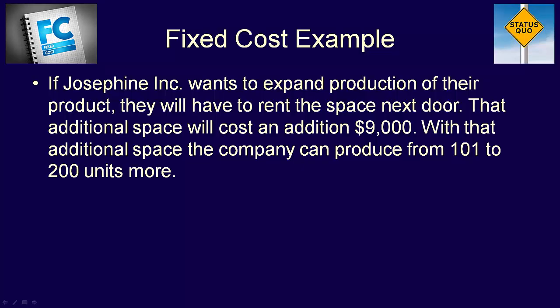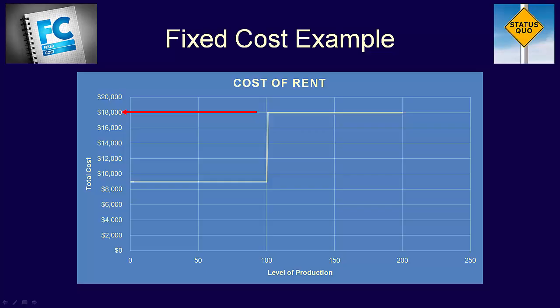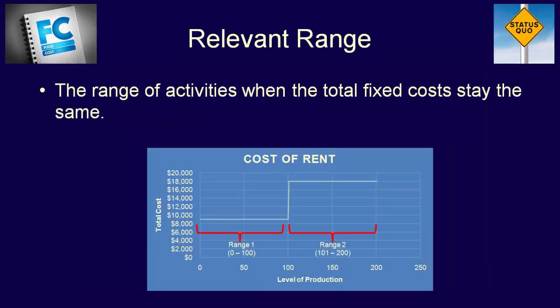Let's check it out. You can see that our graph, up to 100 units, stays the same, with the intercept at $9,000. However, from 101 units to 200 units, our total fixed costs increases to $18,000. So we have two ranges of costs, one from 0 to 100 units and one from 101 units to 200 units. This is the concept of a relevant range.